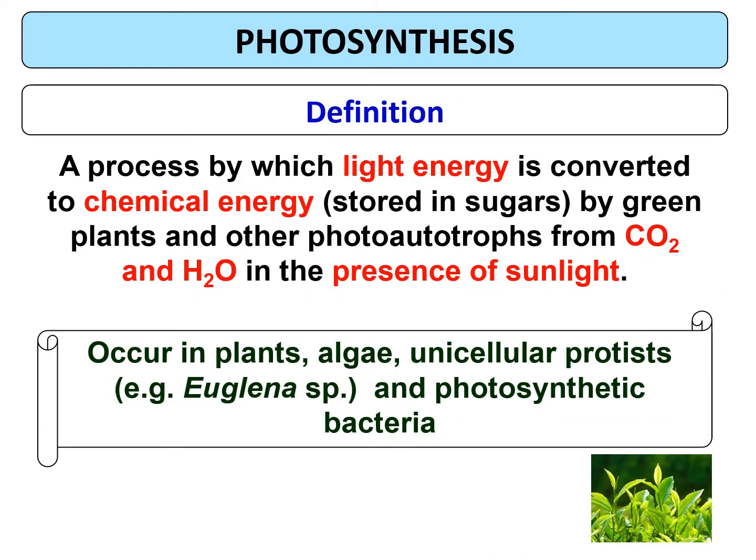What is photosynthesis? It's a process by which light energy is converted to chemical energy from carbon dioxide and H2O in the presence of sunlight. Photosynthesis occurs in plants, algae, and other unicellular protista such as euglena, anything that contains chloroplast or chlorophyll.